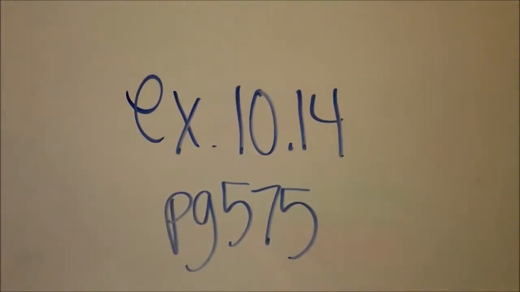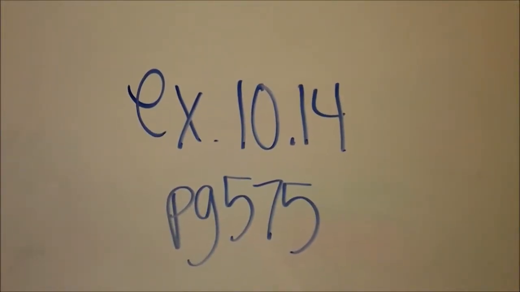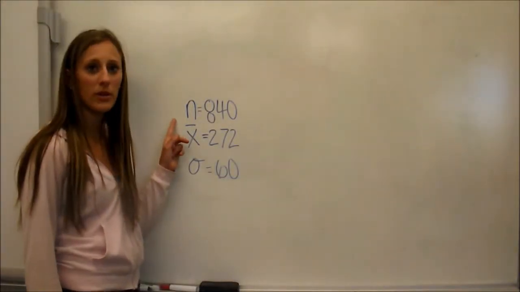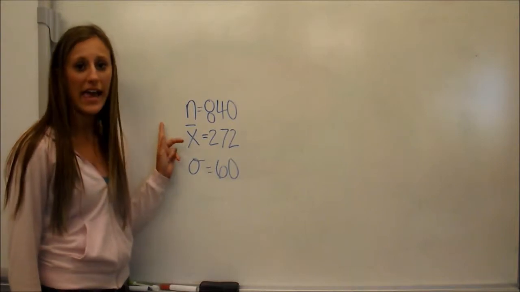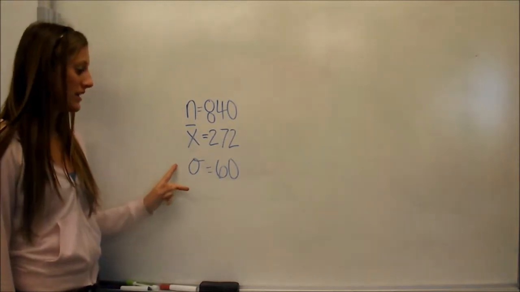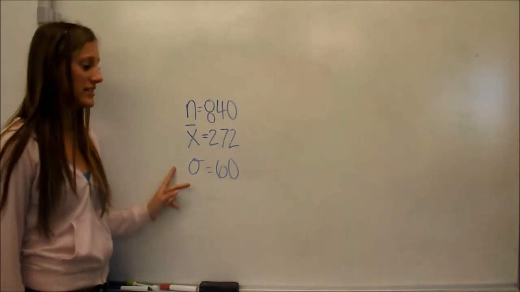Okay, so I think I know how to do the significance level. Can you correct me if I'm wrong? Okay, I will be doing example 10.14 on page 575. From the information given, we know that n, which is the sample size, is 840, x bar, which is the SRS mean, is 272, and the standard deviation of the population is 60.